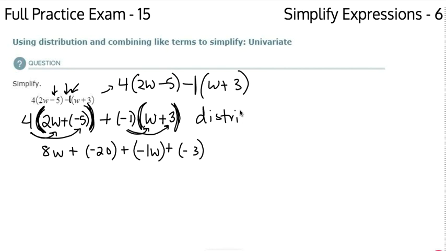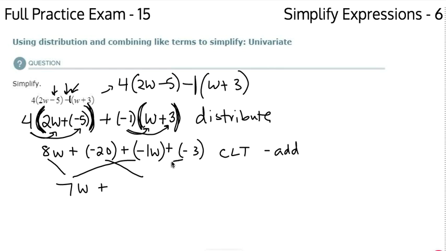Now I can combine like terms, right? I just add what's alike. I have 8 w's here. I have 1 -w here. 8 plus -1 is 7w. I have -20 plus -3 is -23.